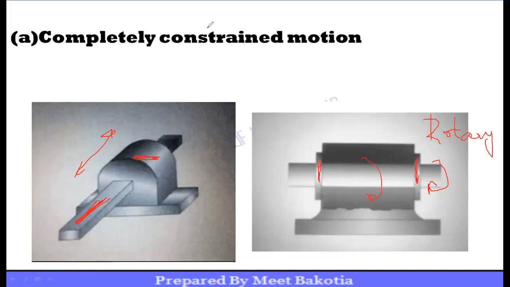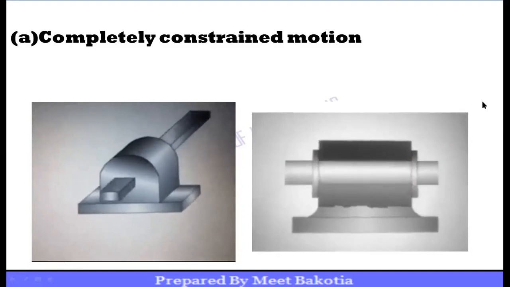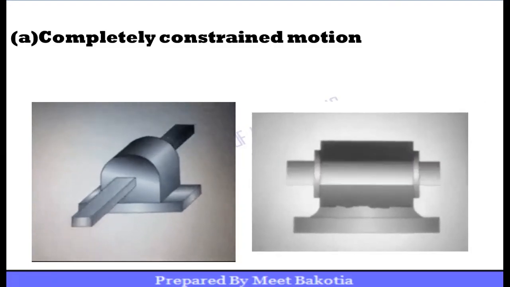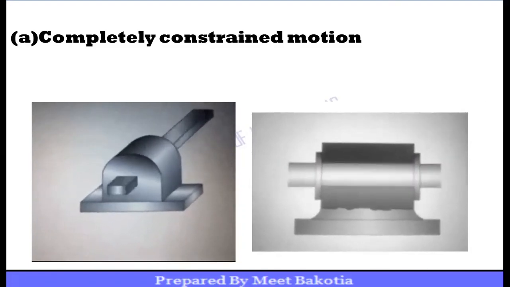So since the motion is happening in only one direction, we can call this example a completely constrained motion. You can see in the first diagram how one bar is sliding inside the slot.